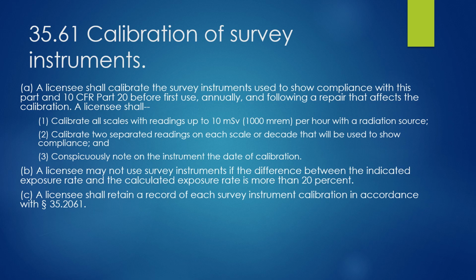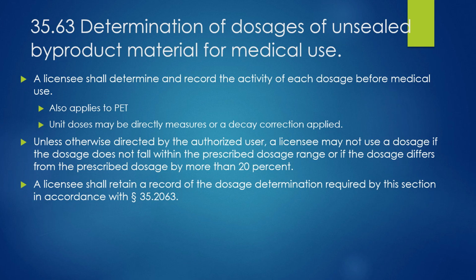Needs to be calibrated on all scales, calibrated with 2 separate readings on each scale, and then conspicuously noted on the instrument the date of calibration. So remember, survey meters have that sticker on the side of them. That's why. It's because 10 CFR 35.61 says we have to. And then the licensee may not use survey instruments if the difference between the indicated exposure and calculated is more than 20%. So that's where it has to be within calibration, and we have to retain those records. And those records have to be kept for 3 years.